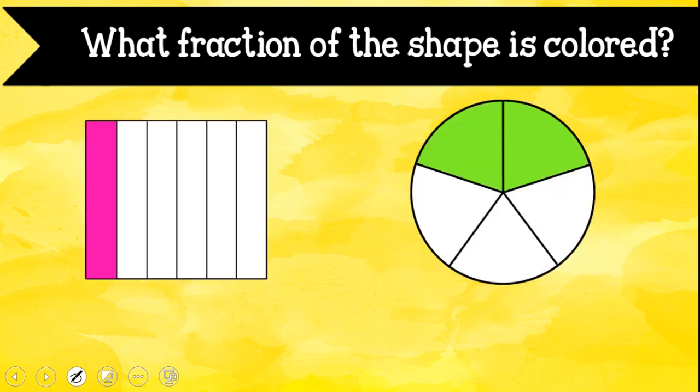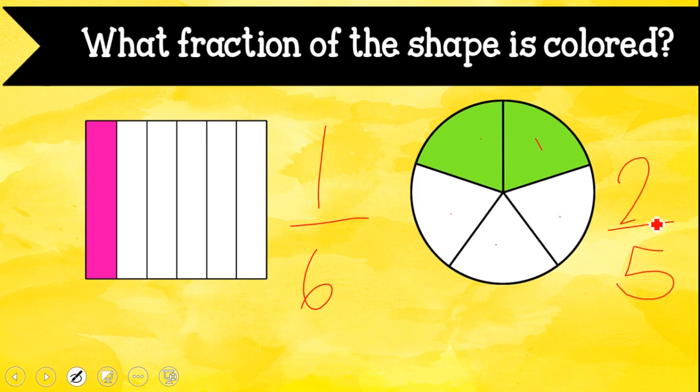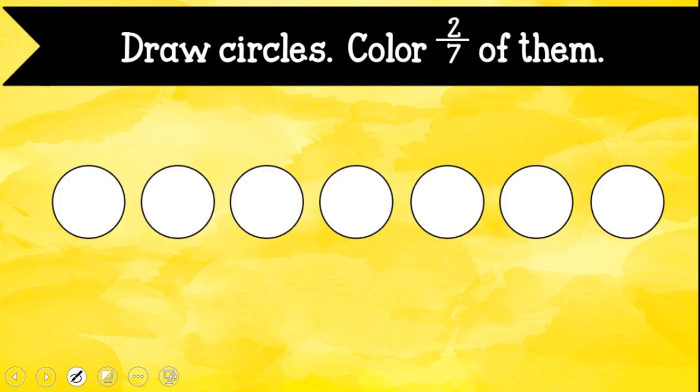And up next, I have 1, 2, 3, 4, 5, 6 that are on the bottom. Okay, so 6 make up the whole shape, but I have 1 on top, and in my circle I have 1, 2, 3, 4, 5. So 5 parts all together, but 2 of them are colored. Okay, so 1/6 and 2/5.